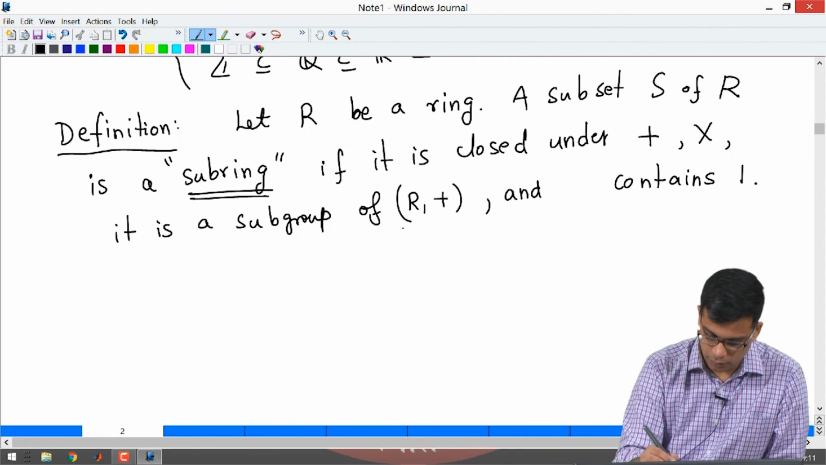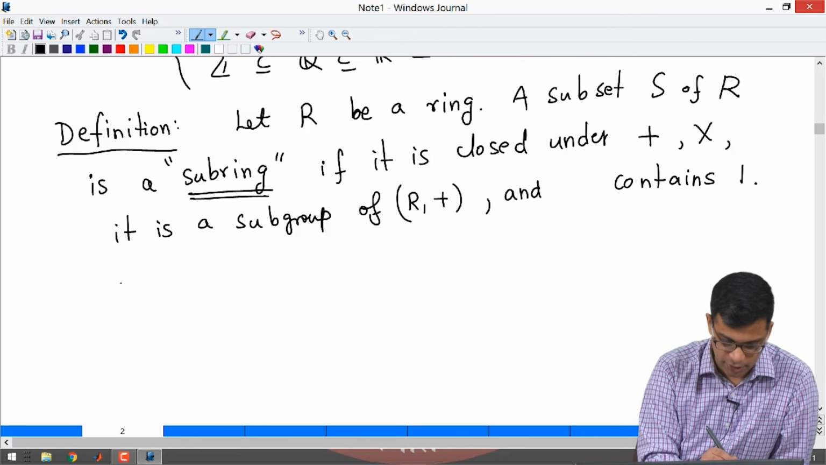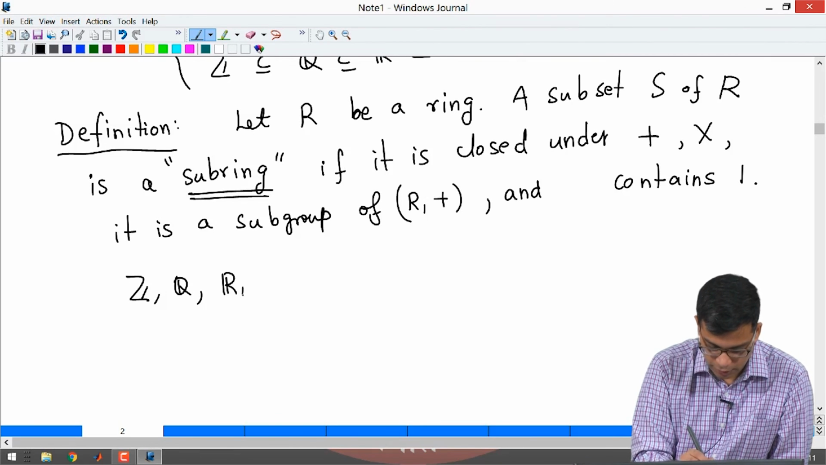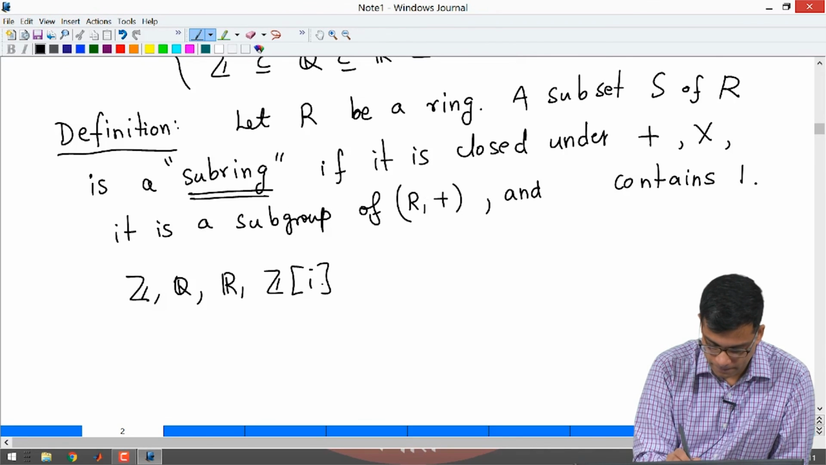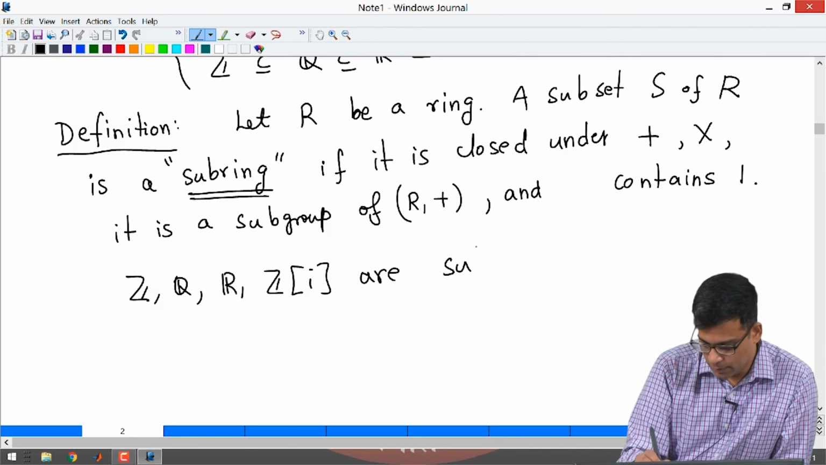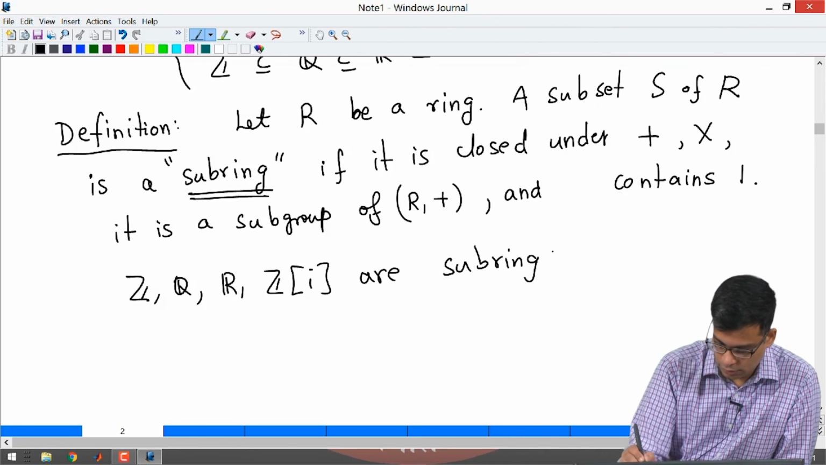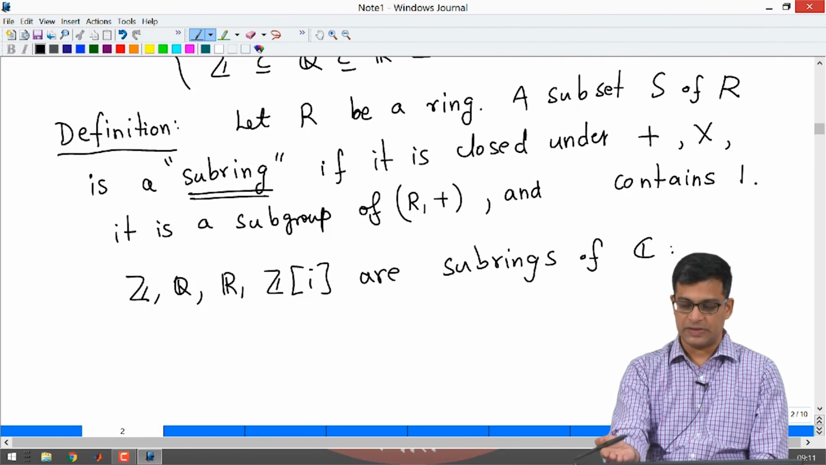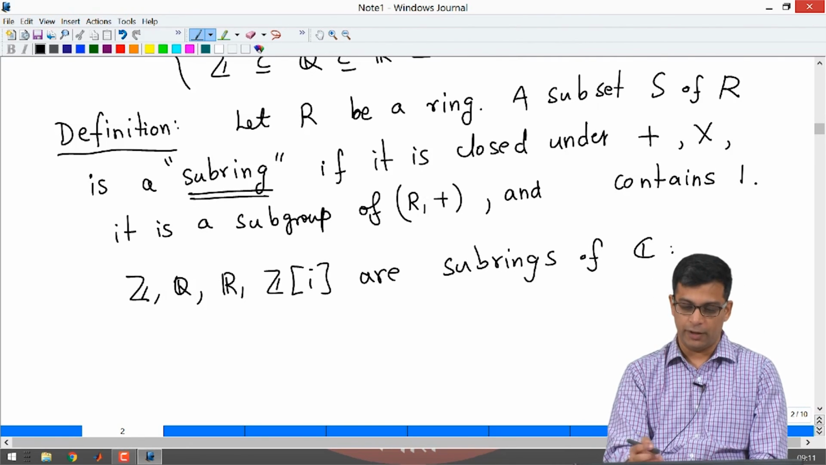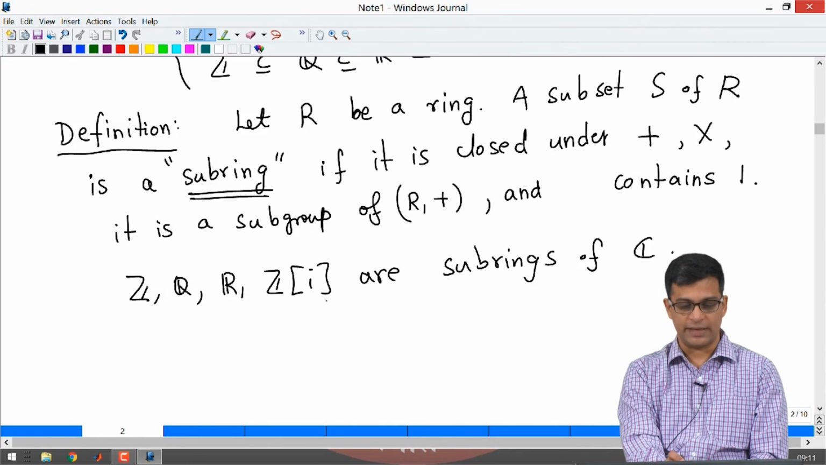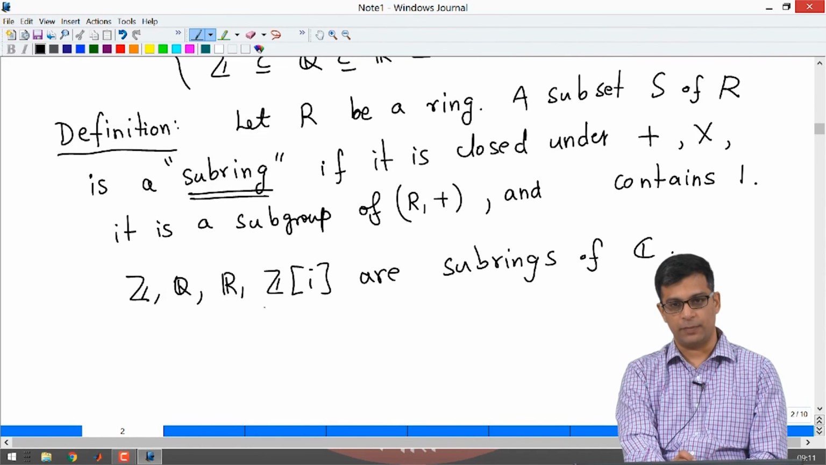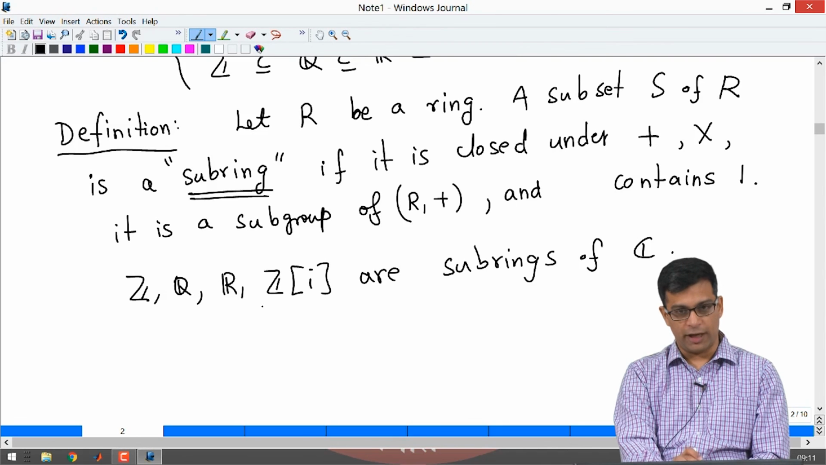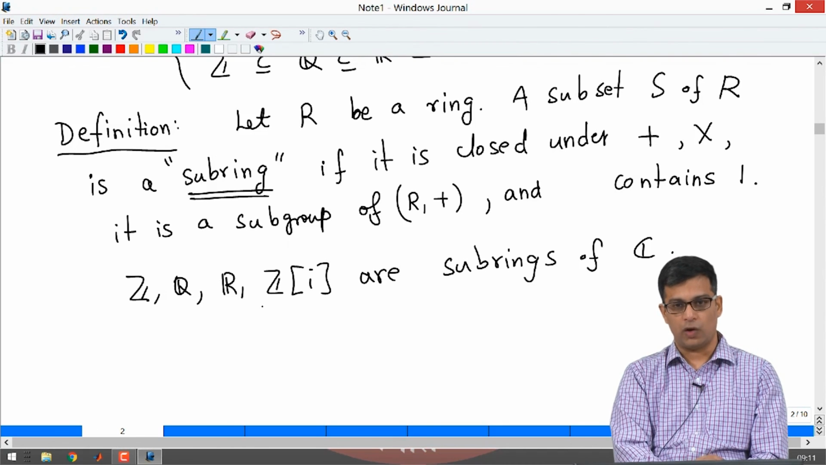Okay. So, finally, I will end the video by saying that Z, Q, R, Z[i] are subrings of C. Because C is a ring to begin with and these 4 sets are closed under multiplication and addition, they do form subgroups under addition, they contain 1. So, they are all subrings of C.